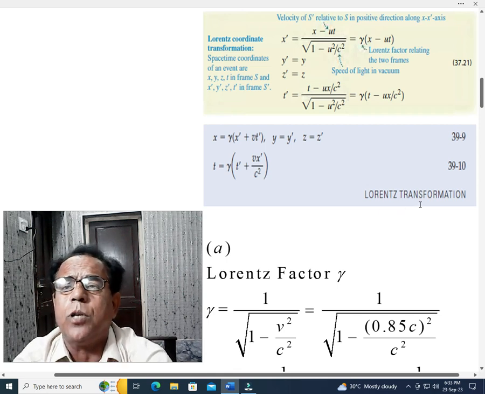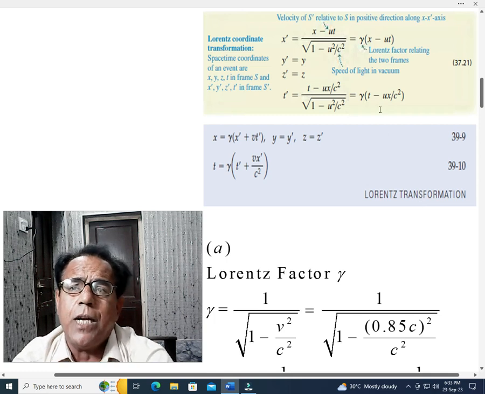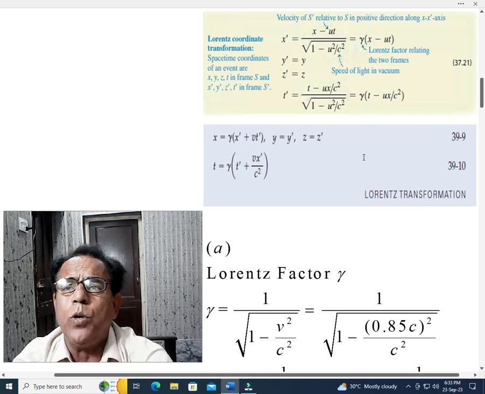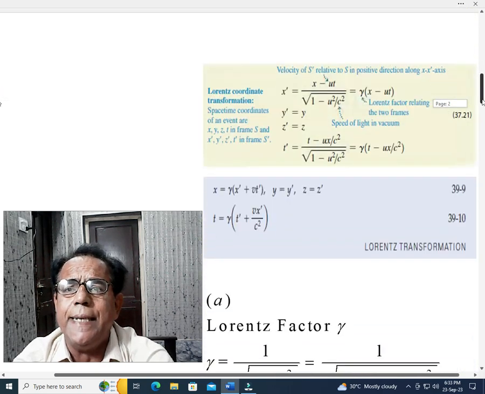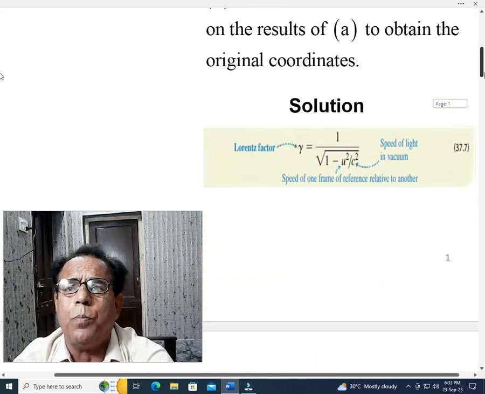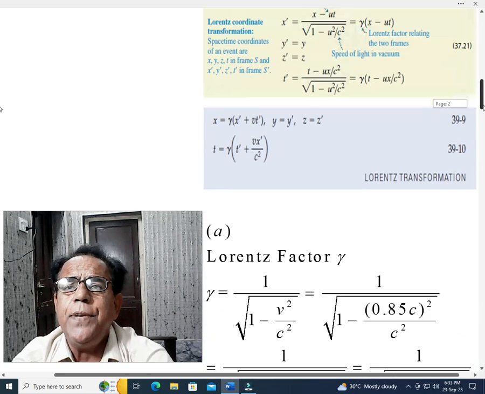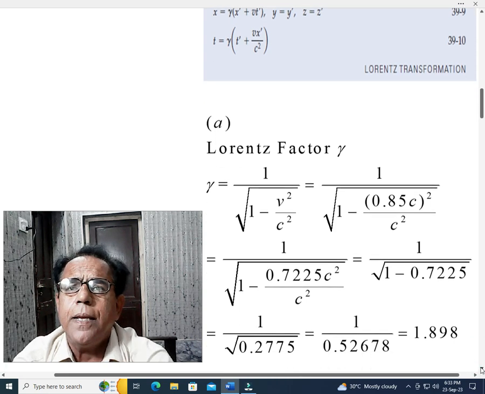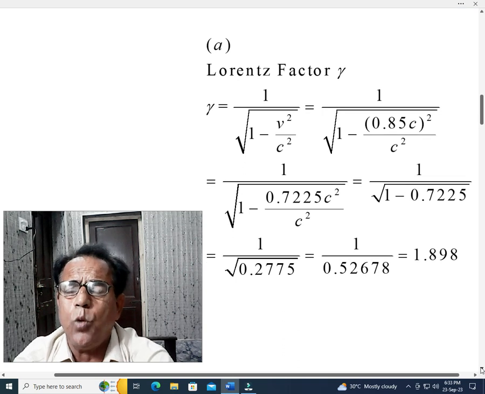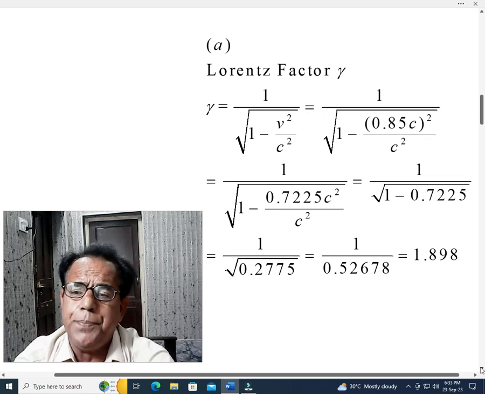Okay, Lorentz transformation and inverse transformation. Anyhow, these three snapshots provide us the guidelines regarding the solution of this problem. We cannot go beyond the guidelines. Now we come to solve part A.